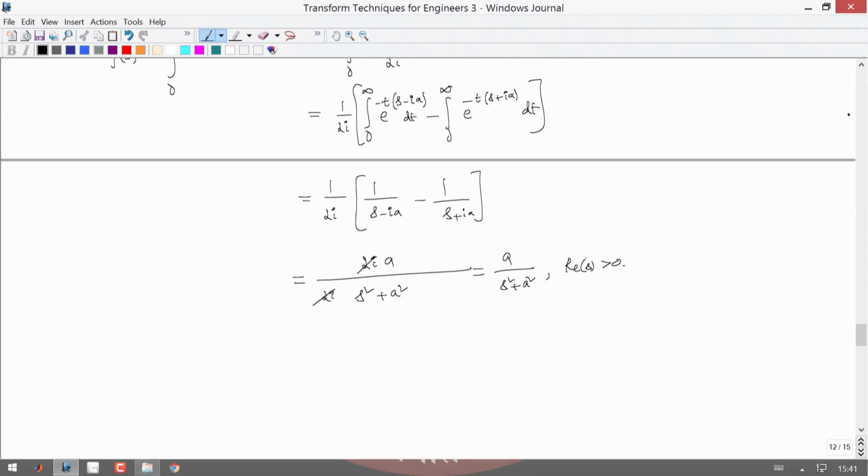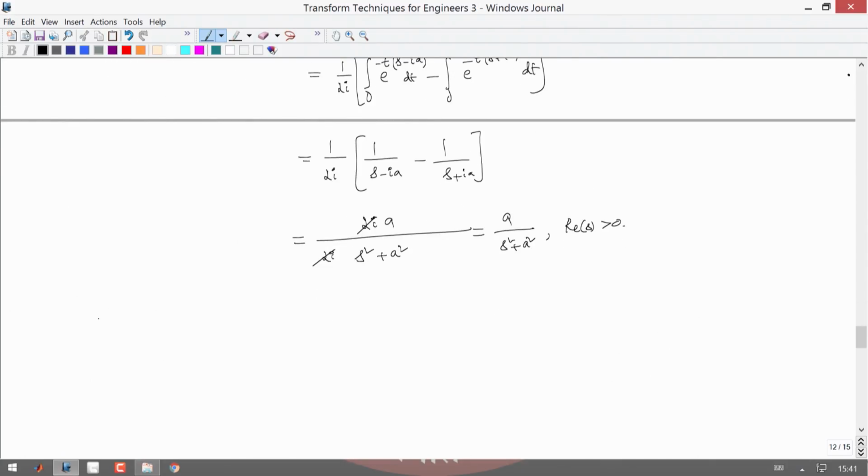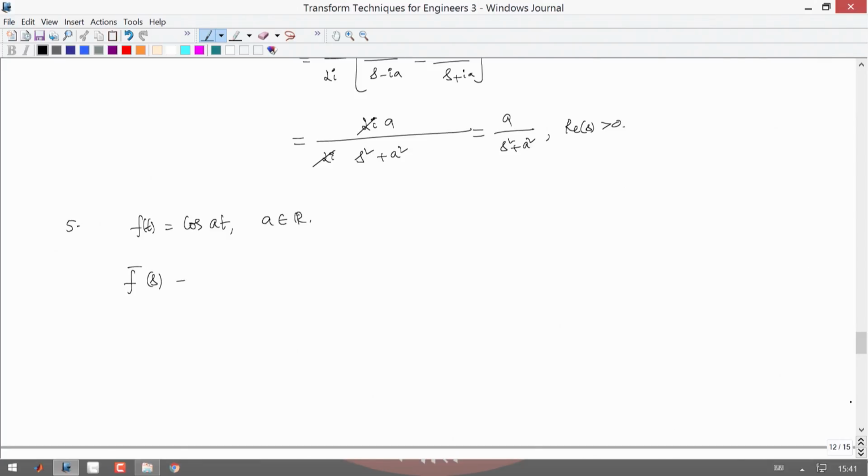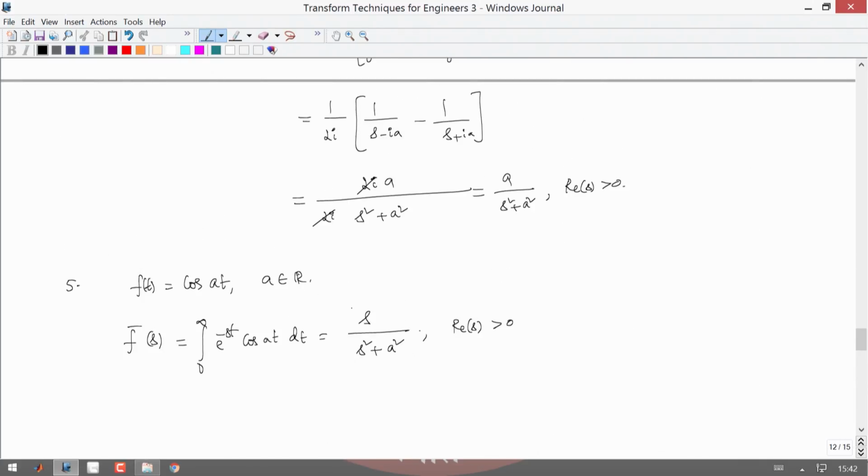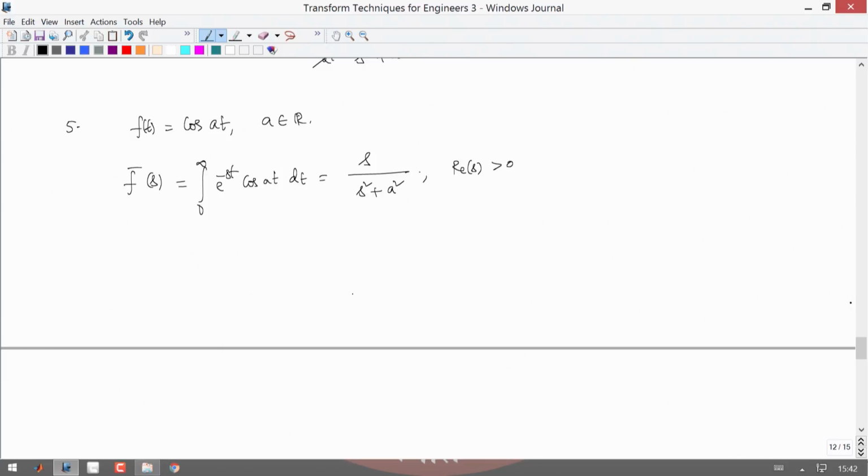So, if you write this cosine function, what is the Laplace transform? Let us write f of t is cos a t, a belongs to R. If you write the same way, f bar of s is integral 0 to infinity e power minus s t cos a t dt. You can easily see that this is s divided by s square plus a square. So, again real part of s is positive. If you see your function of s as anything like constant by s square plus a square, or s by s square plus a square, the inverse Laplace transform is either cosine or sine. That is how you can see.